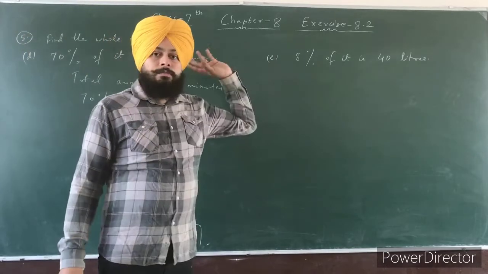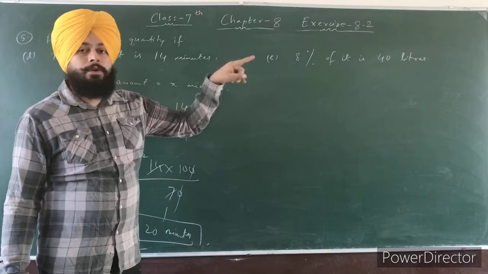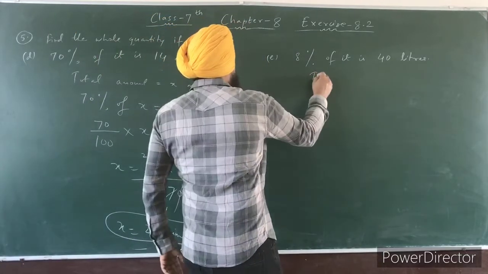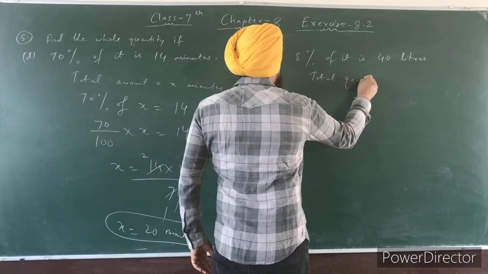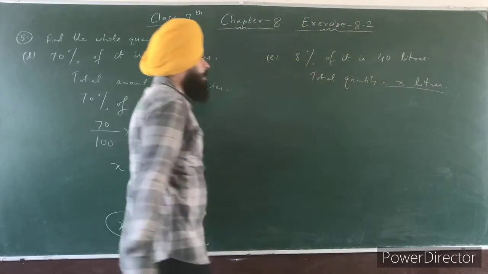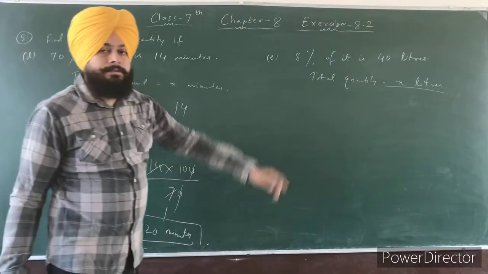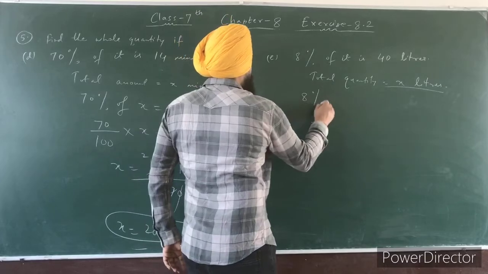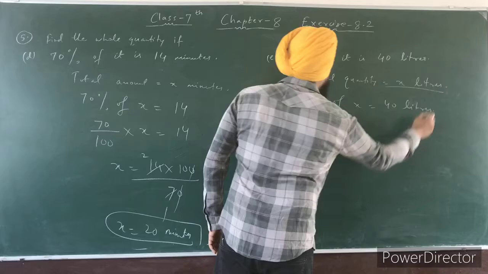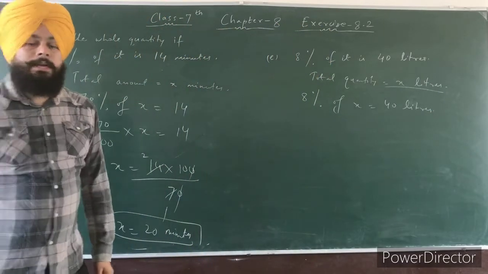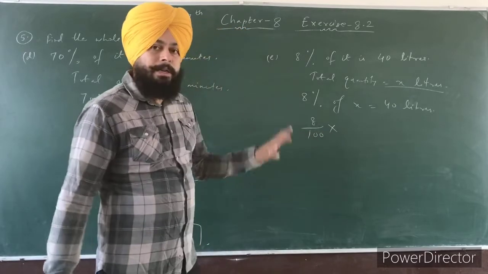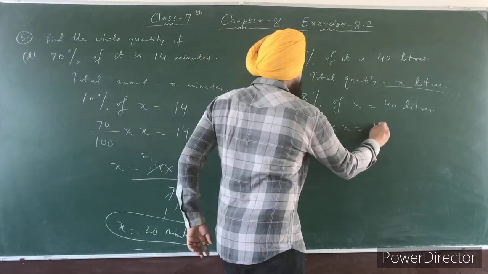Last E part of this question number 5 is 8% of it is 40 liter. We have to find the total quantity. So the total quantity is taken as X here. Alright? And 8% of X is how much? 40 liters. 8% of X is 40 liters. So 8% is written as 8 over 100. Of means multiply with X is equal to 40.